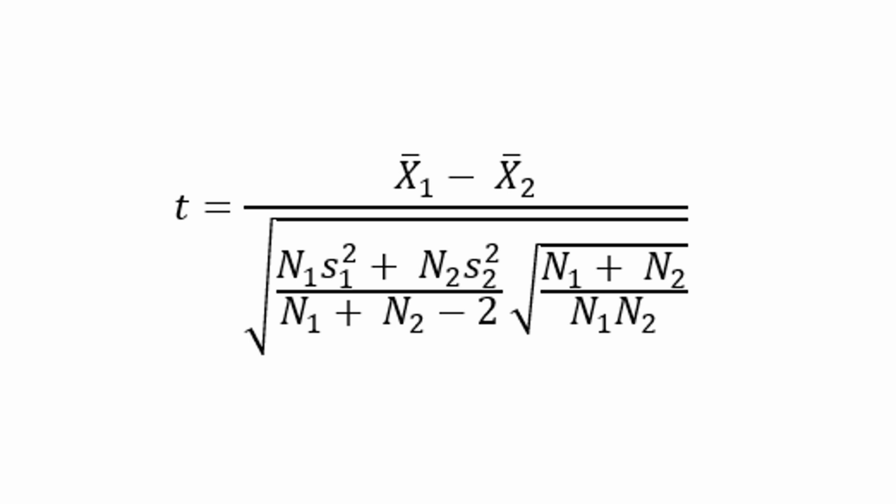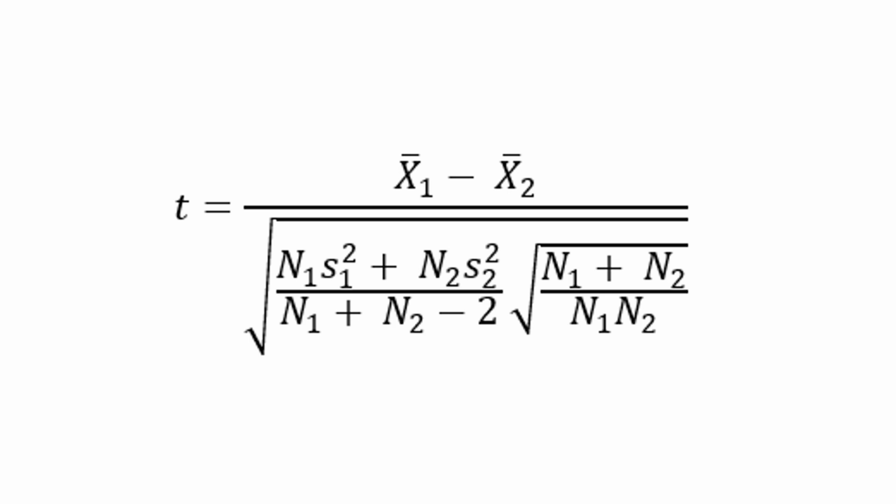There are a couple different equations that we use to calculate t. This is an equation that we use for small samples. So let's have a look at the different parts here. We have t equals, and then at the top we have the mean, so that's x bar of group 1 minus the mean x bar of group 2. So we're taking the mean of one group and subtracting it by the mean of another group.